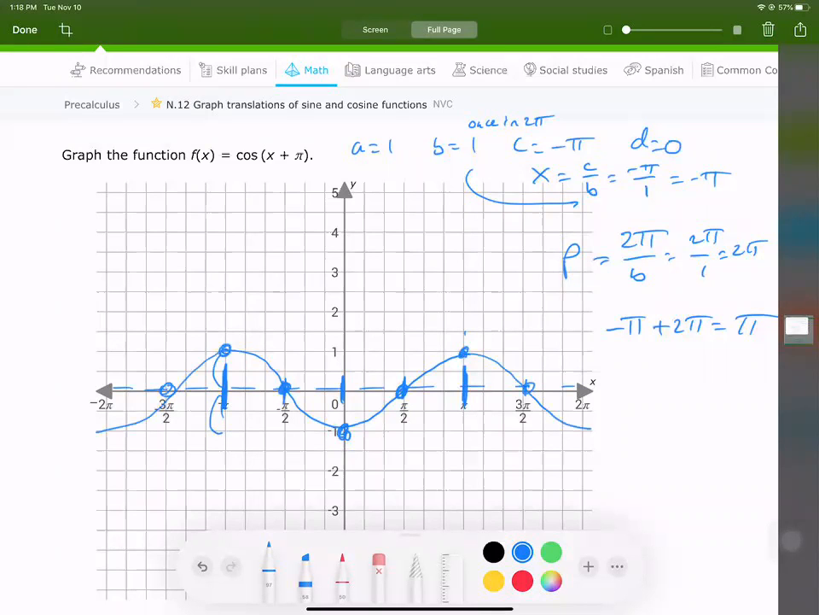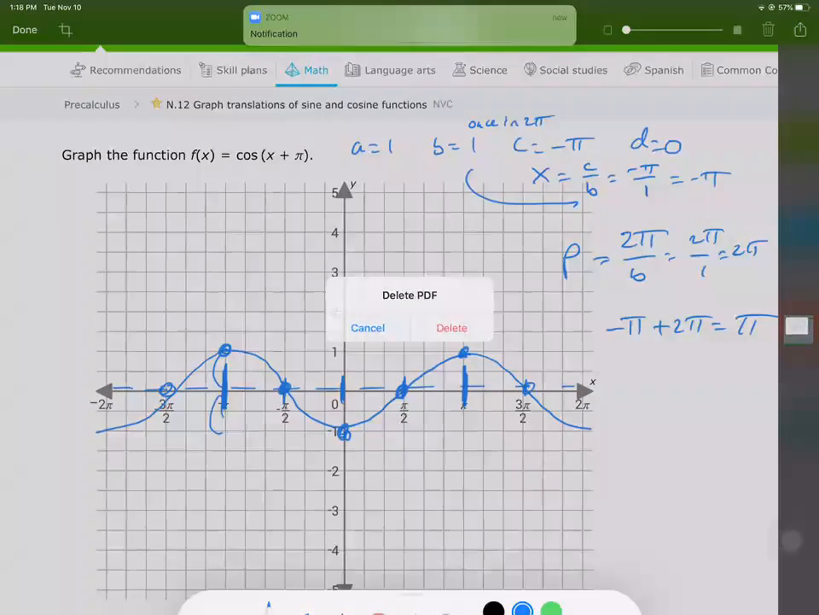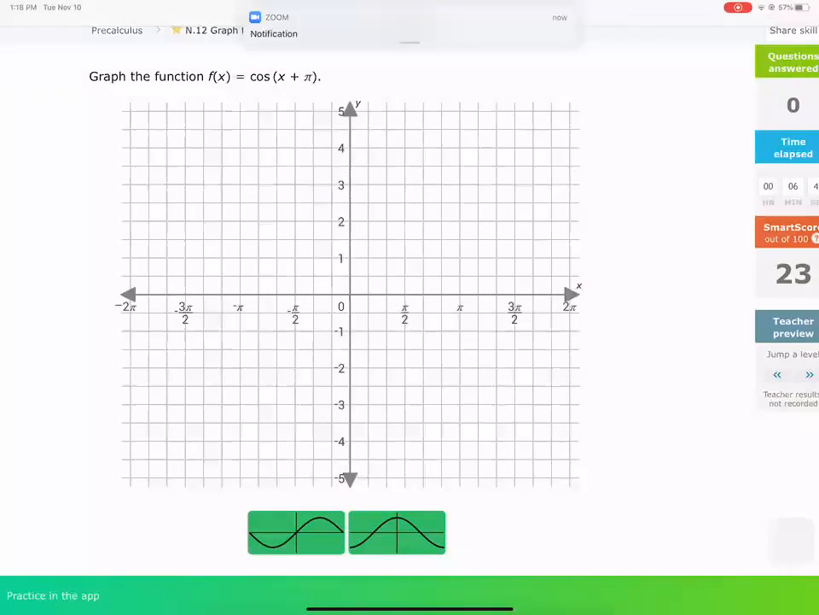Being able to graph this without IXL is great. By hand is the most important part. Now we have to adjust so we can graph this on IXL. So I'm going to use a cosine graph. This is a cosine graph. We say we start at 0. That's good, we're starting at 0. But we have to shift our graph back.